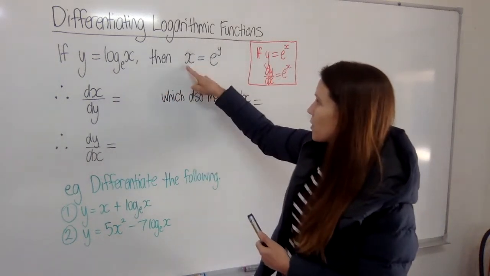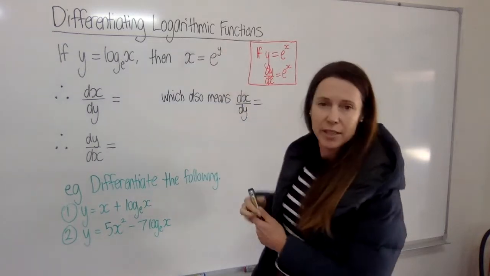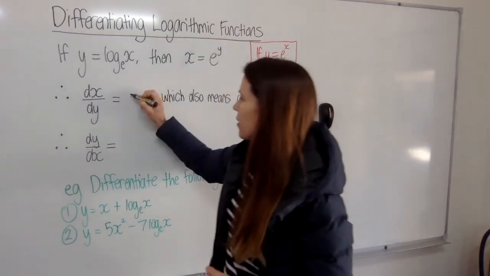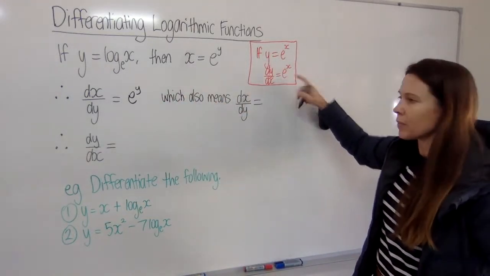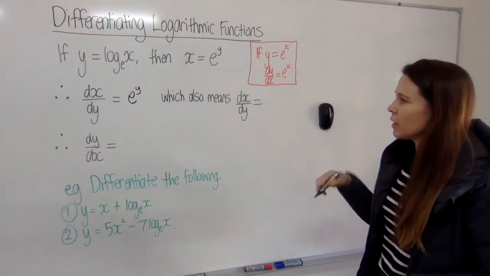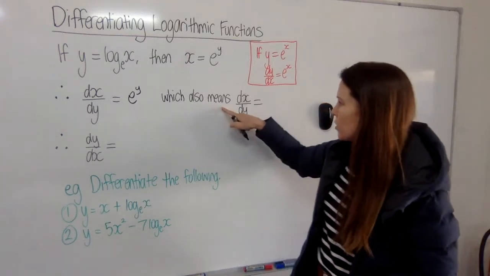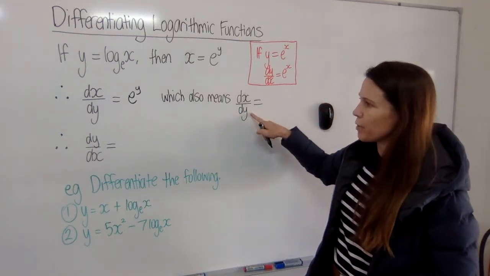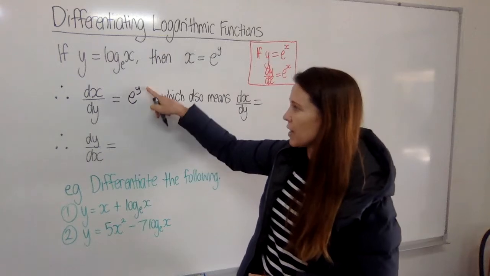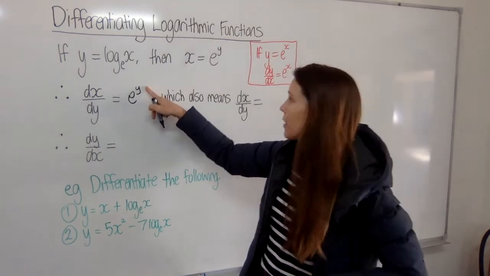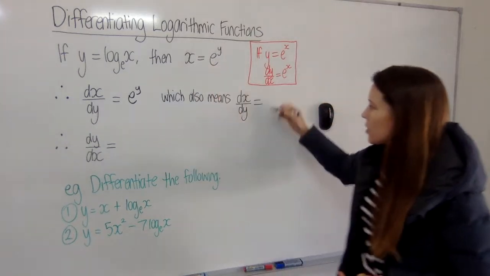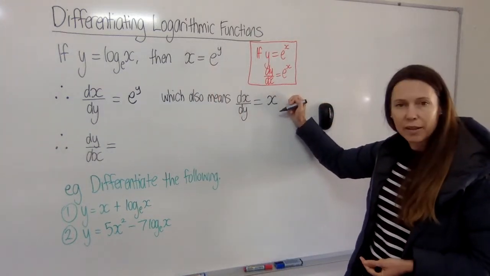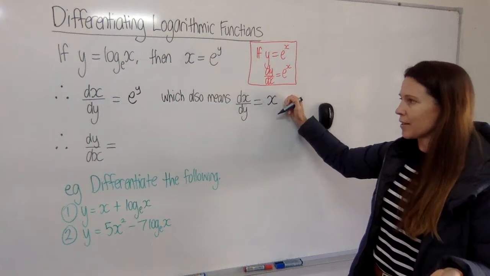So if I differentiate x with respect to y, I literally just get itself. I'll get e to the power of y. And that happens for the same reason as it happens over here, and we've already discussed that. Now, what does this mean? Well, it also means that dx dy could be written as not just e to the power of y, but something that's equal to that. Oh look, x. X is the same as e to the power of y. So I can actually write that dx dy equals x.